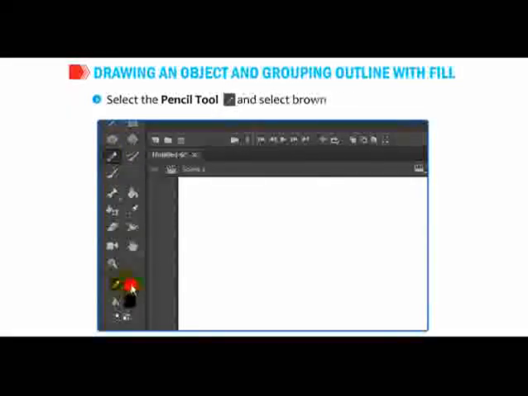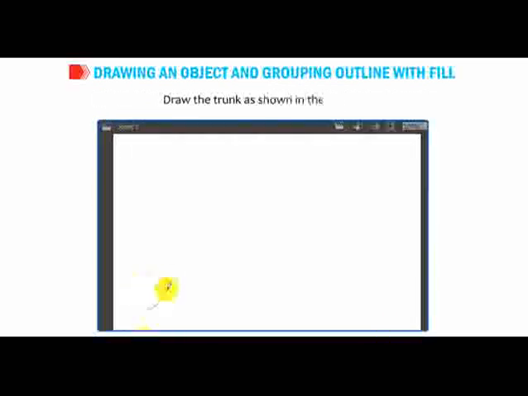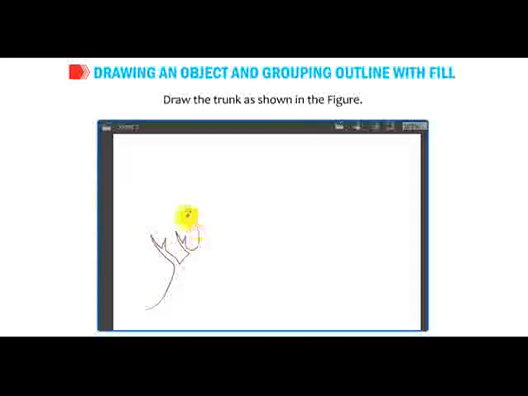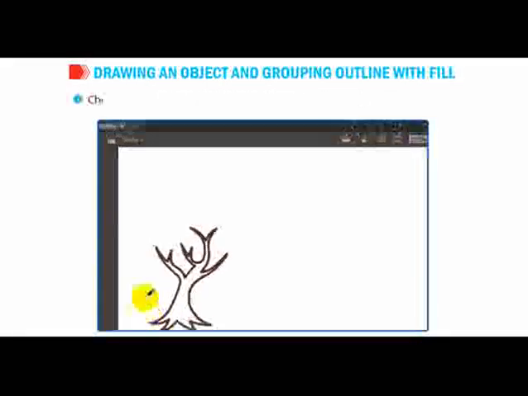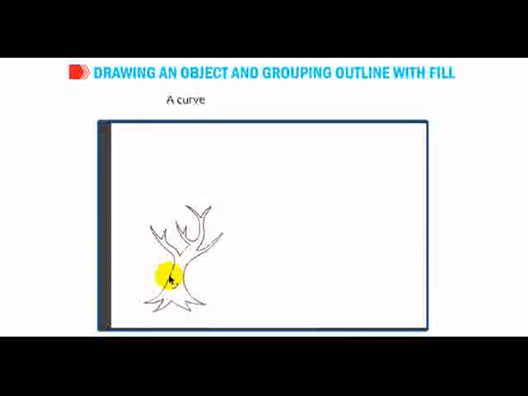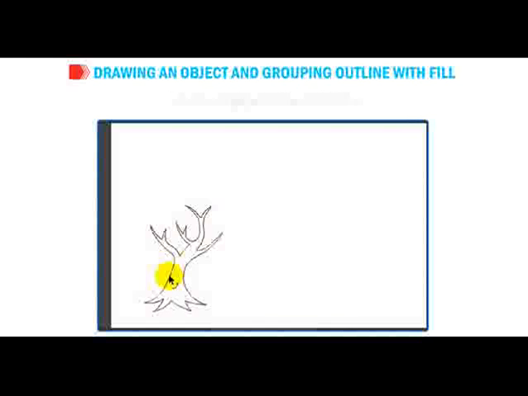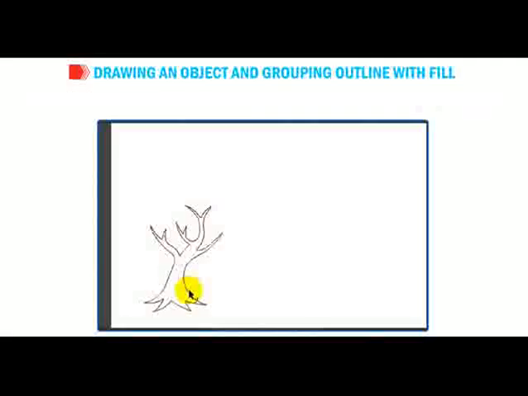Select the Pencil tool and select brown as a stroke color. Draw the trunk as shown in the figure. Choose the Selection tool and move the pointer on the tree trunk. A curve is displayed below the arrow. Hold down the left mouse button and drag the lines of the trunk to give a proper shape.